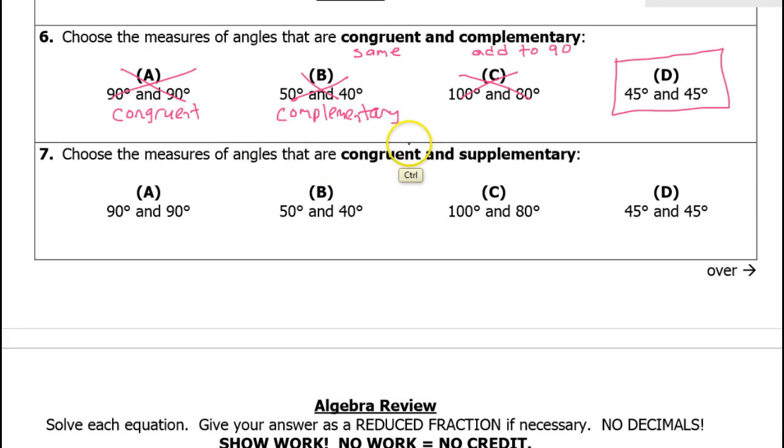Choose a pair of angles that are congruent and supplementary. So first of all, let's start with congruent. These are congruent. These are not congruent. These are not congruent. Alright, so that narrows it down to A and D. We already saw on the previous problem, 45 plus 45 is 90, so these were complementary. Supplementary means they have to add to 180. 90 plus 90 is 180, so these are both congruent and supplementary.